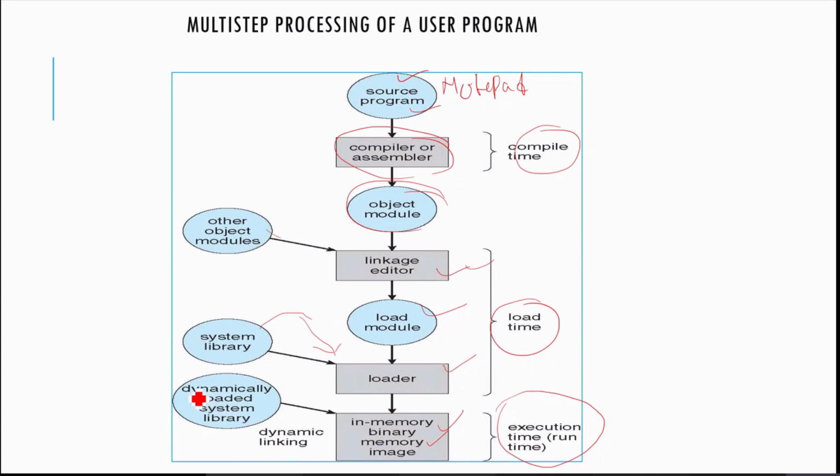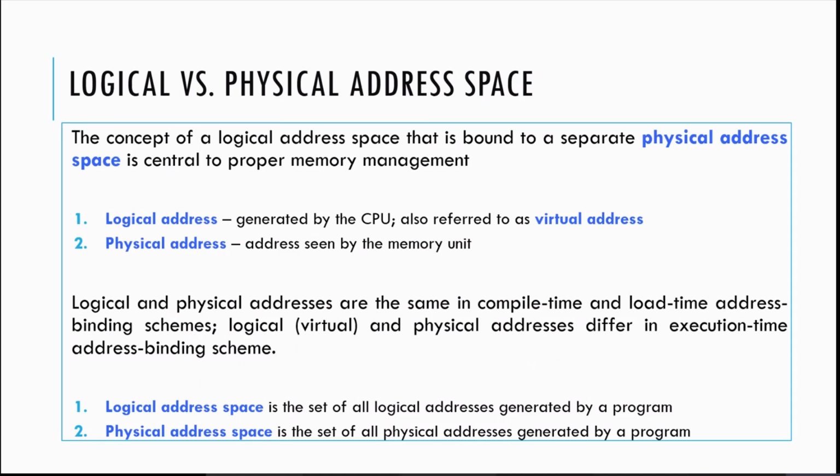Here also, dynamically loaded system libraries are added and linked at runtime, whatever supported system libraries are required. So here we also have static linking and dynamic linking of these system libraries. Okay, coming to the next one: what is the logical and physical address space?